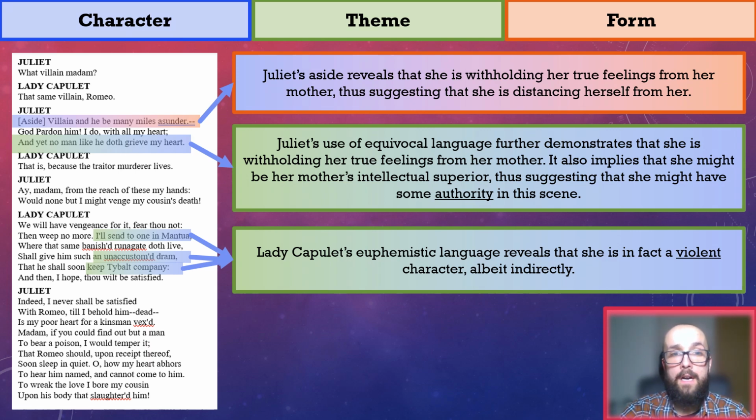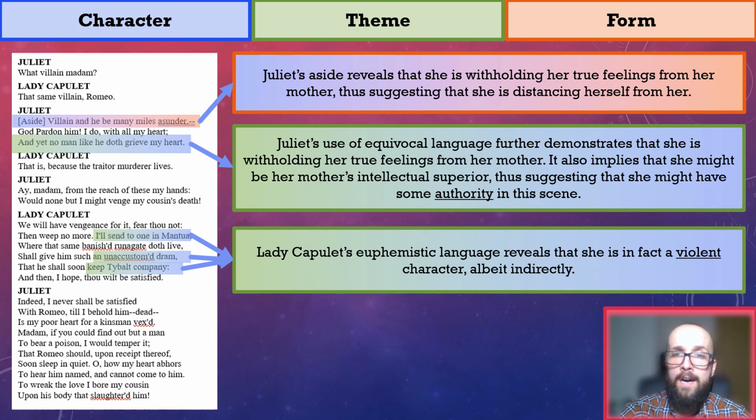Last, Juliet's dialogue at the bottom of this short extract contains a double meaning, something that is achieved by the pauses around the word dead. These two pauses mean that Juliet's dialogue can be interpreted as dead being the last word of her first sentence or the first word of her second sentence. I never shall be satisfied with Romeo till I behold him dead.